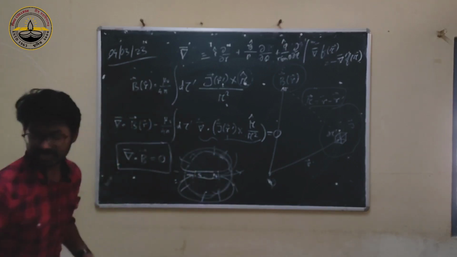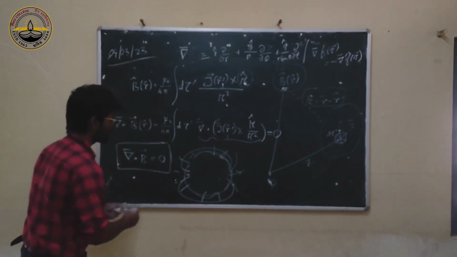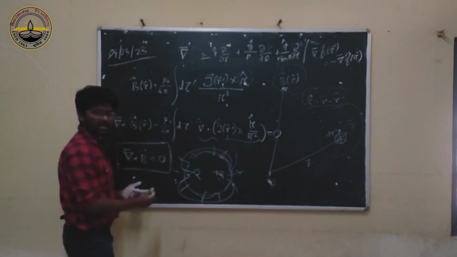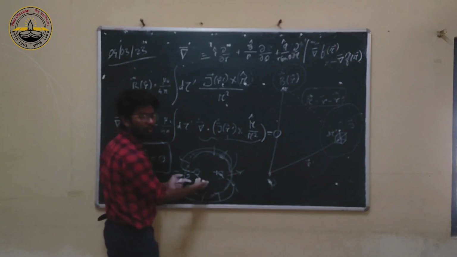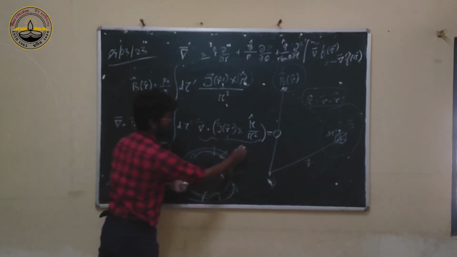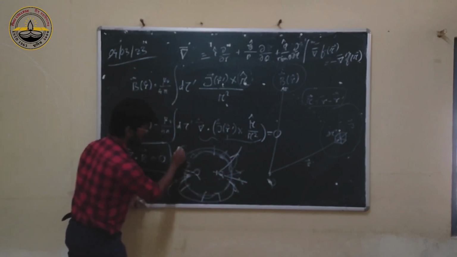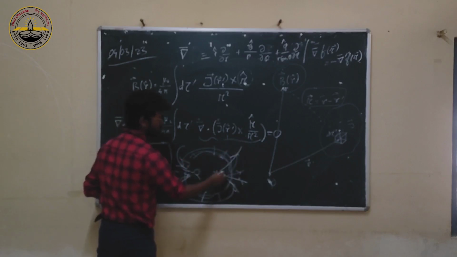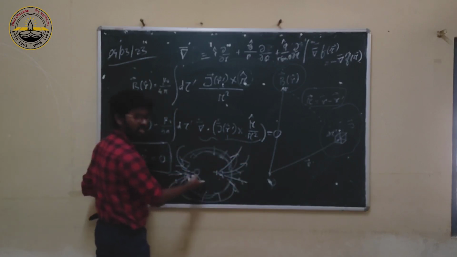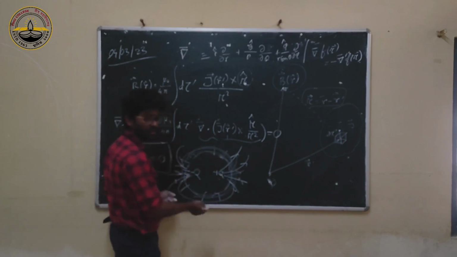A similar situation in electric field would be, you have a plus Q here and a minus Q here. That is an electric dipole. Lines of force will start from the positive charge and reach the negative charge. So if you take the divergence of this situation, it will be 0.